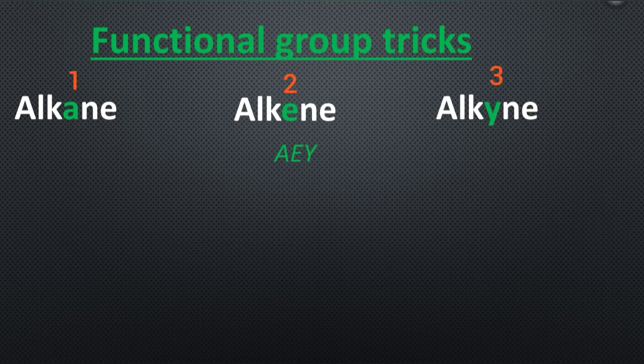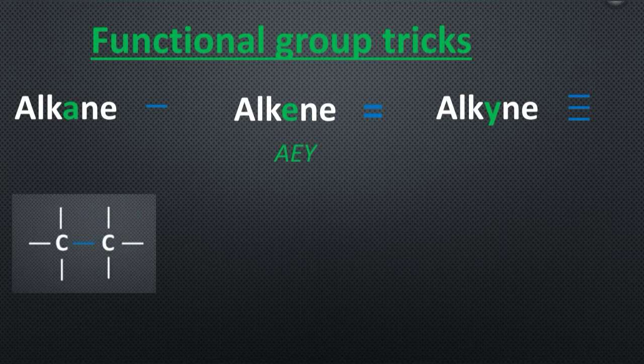Now, A denoting 1 simply means that alkane has a single bond. E denoting 2 means that alkene has a double bond, and Y denoting 3 means that alkyne has a triple bond. So that's the very first strategy. For alkane, the A, 1, shows that it has a single bond between its carbon to carbon atoms, like this. Now, bear in mind that this part just bears R groups.